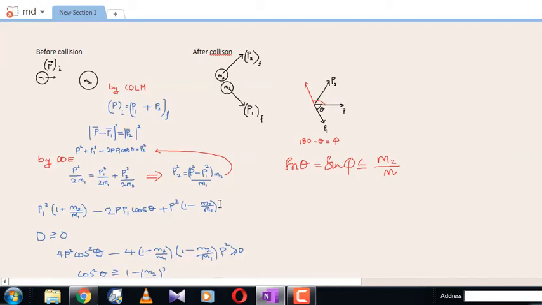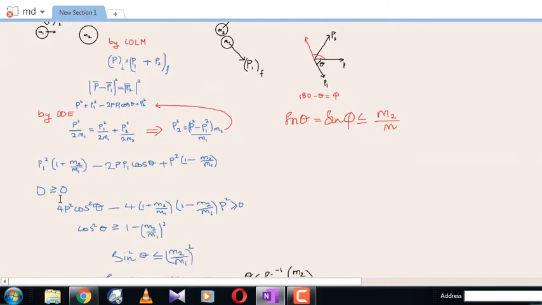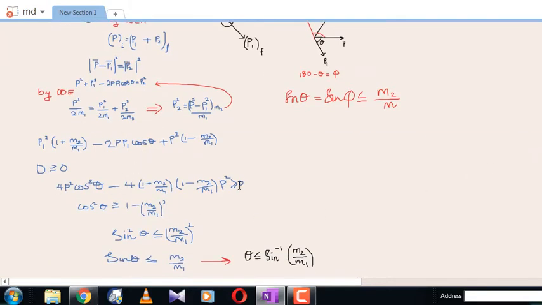Now substituting this p2 here and simplifying, you will end up with a quadratic in p1. This is the condition for having at least one root: D is greater than or equal to 0, and putting D equal to b square minus 4ac, you will end up with this, containing 4 and p square on both sides. You will get cos square theta greater than 1 minus m2 by m1 whole square. Taking this on the other side, you get sin square theta less than m2 by m1 whole square.